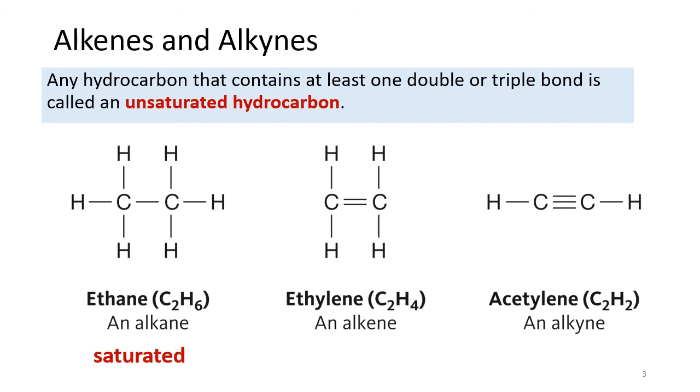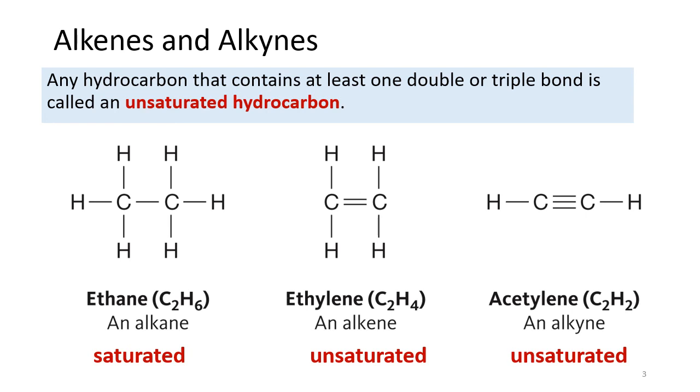ethane is saturated because there's only one carbon-carbon bond and it's a single bond. So no multiple bonds, it's saturated. An alkene is unsaturated because it has at least one multiple bond. The same is true for acetylene. It is unsaturated. And that term, saturated, unsaturated, refers to the number of hydrogen atoms in the molecule.